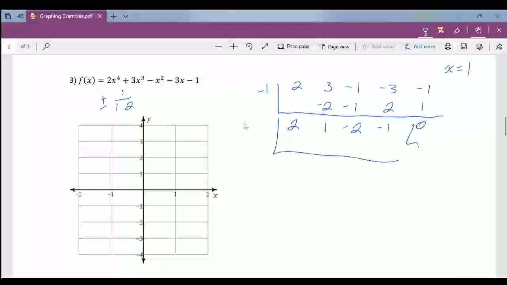Let's use -1 again. It worked once, maybe it'll work twice. Multiply. Add. Multiply. Nothing there. Add. Multiply. Yeah, that's not going to work out. 2 minus 1. So let's switch it to +1. Maybe that will work out for us.